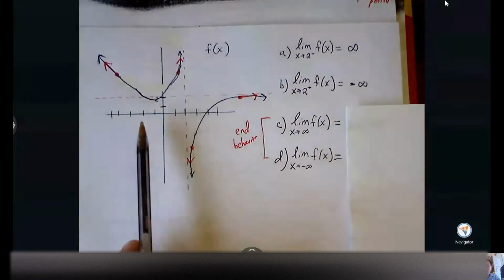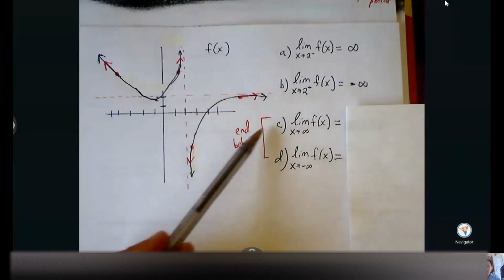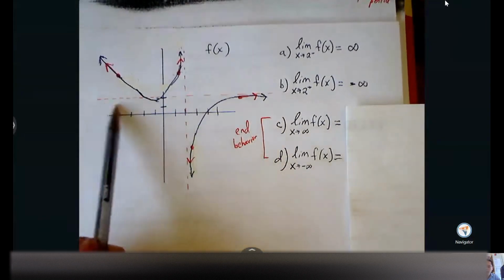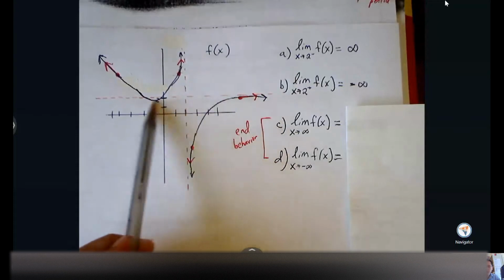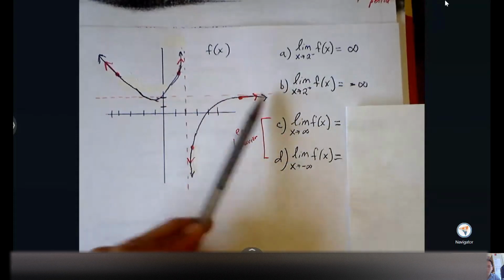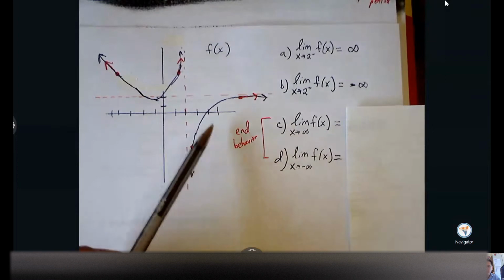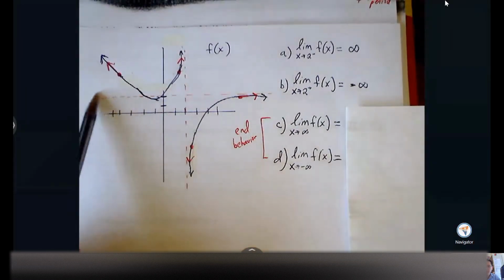Okay, so that's vertical asymptotes. With horizontal asymptotes, it's more about the end behavior. Okay, so here you see there's a horizontal asymptote here, right? Now this horizontal asymptote is for this part of the graph. Okay. It doesn't apply on the left side.